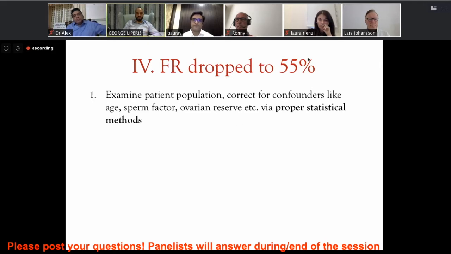If this is for both, then we'll take it as a separate measure. Let's say, for example, that the IVF is what we notice has dropped. Then we first start the analysis by looking at the patient characteristics and seeing whether there are any changes, any confounders for age, sperm factors, ovarian reserve, and do that by proper statistical methods. Once we see that that is not the cause, then we would move to see whether it has anything to do with staff performance and competency levels.